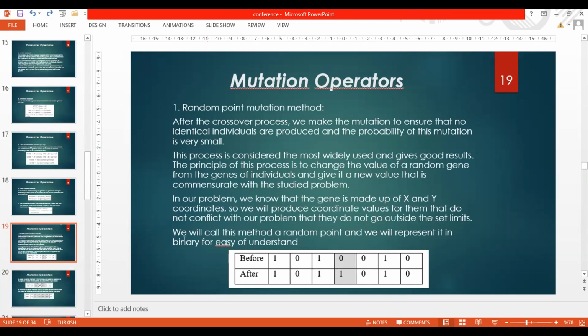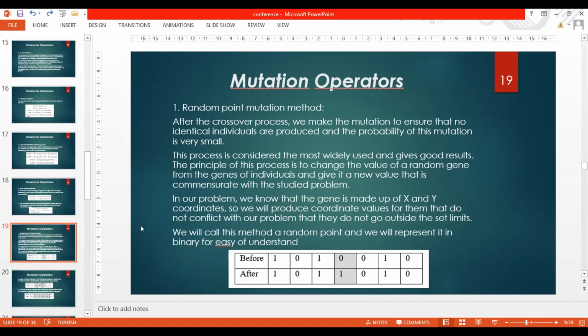Mutation operators. We did 4 versions of the mutation operator. Random point. After the crossover process, we do the mutation to ensure that no identical individuals are produced, and the probability of this mutation is very small. This process is considered the most widely used and gives good results. The principle of this process is to change the value of random genes from the genes of an individual and give it a new value that is commensurate with the studied problem.